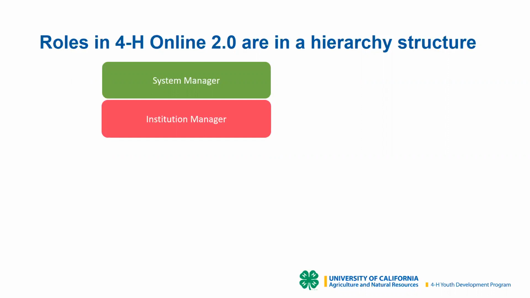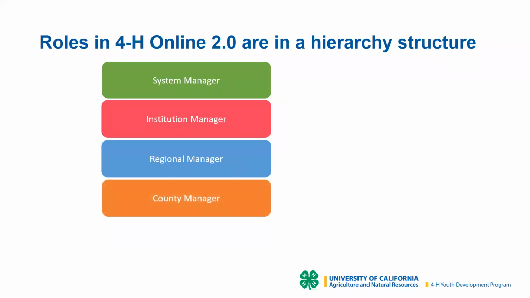The first level you might encounter at the county office will be regional manager. These are county manager logins with permissions in more than one county. Previously, staff needed to use different email addresses to log into different counties in the system. This will no longer be needed in 4-H Online 2.0. Next, we have county manager. This is the role 4-H county-based staff will have in the system. Finally, we have family. These are the end users of 4-H Online 2.0.